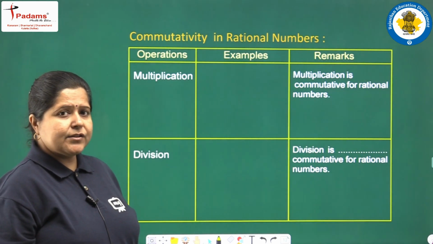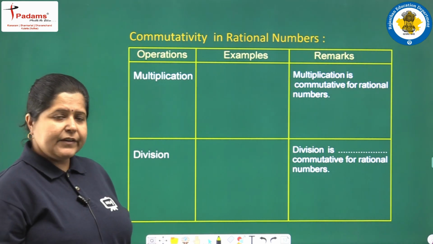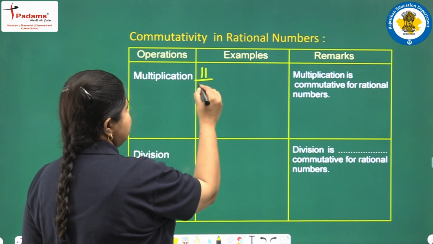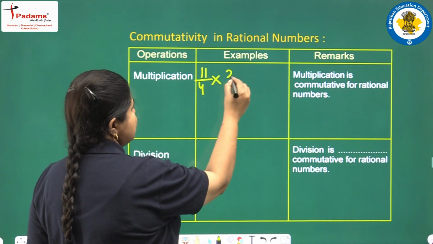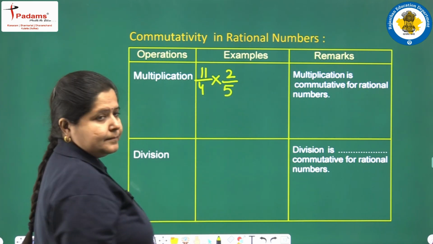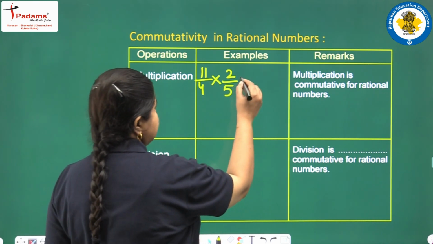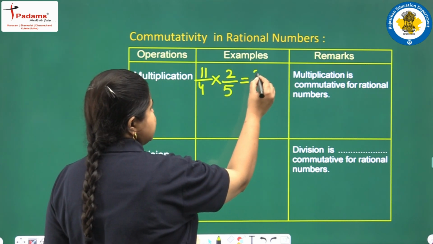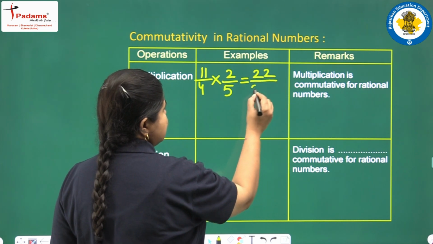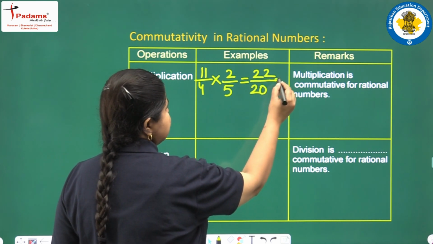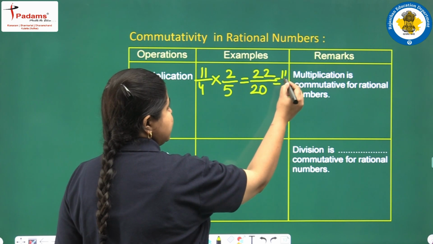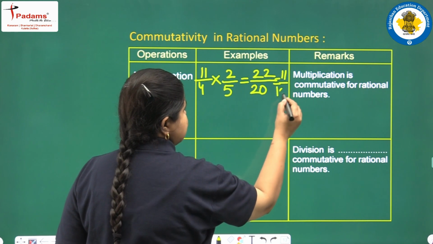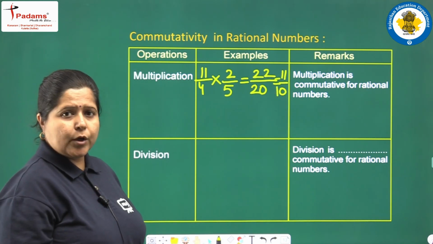Let us extend the discussion towards multiplication and division. Let us take two examples. 11 by 4 into 2 upon 5. Let us multiply them. You can see we can cut the two numbers. First we multiply, 22 upon 20. When we cancel it by 2, 2 11s are 22 and 2 10s are 20. 11 by 10 is the answer that we got.